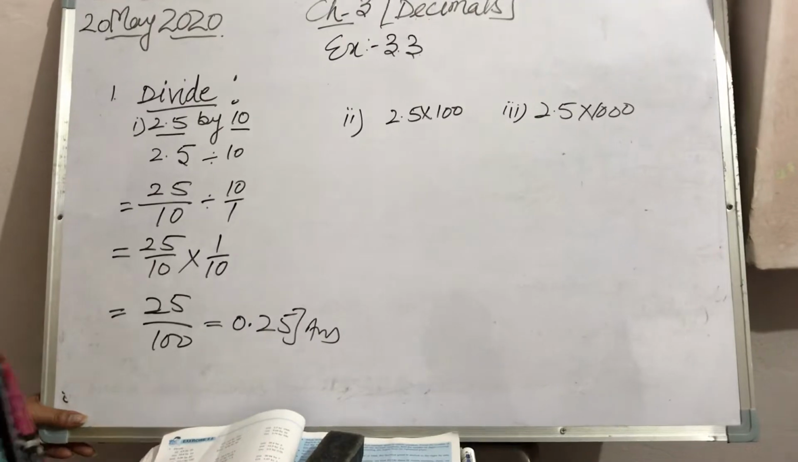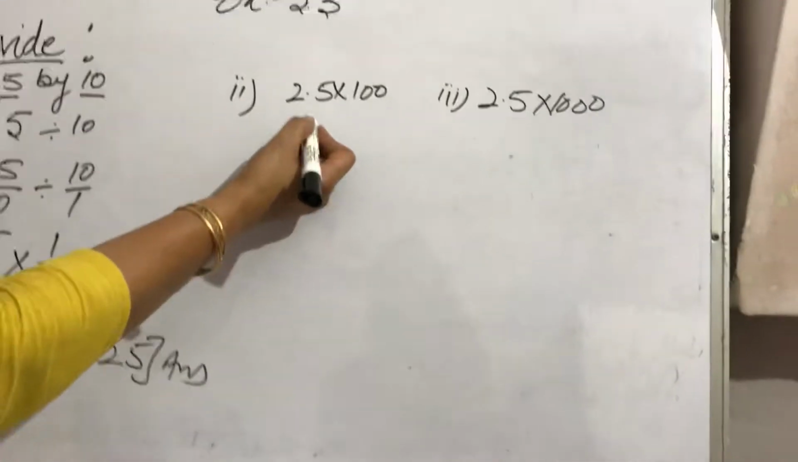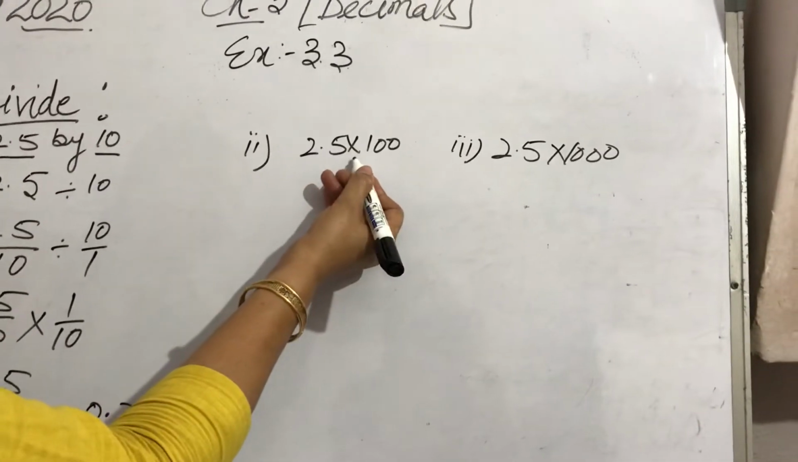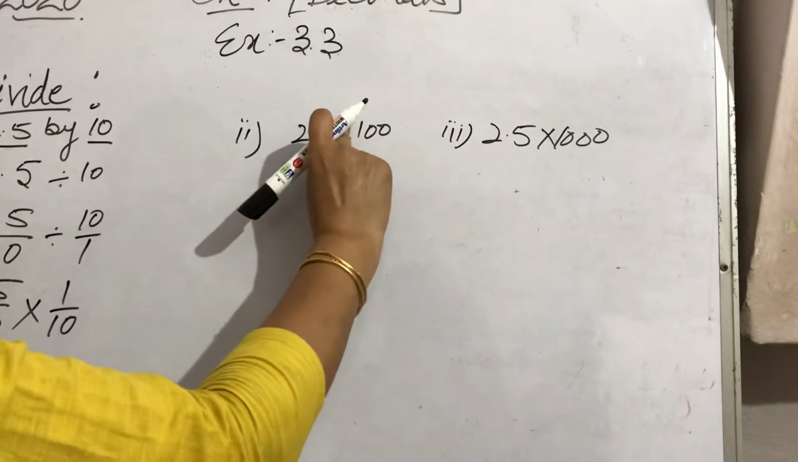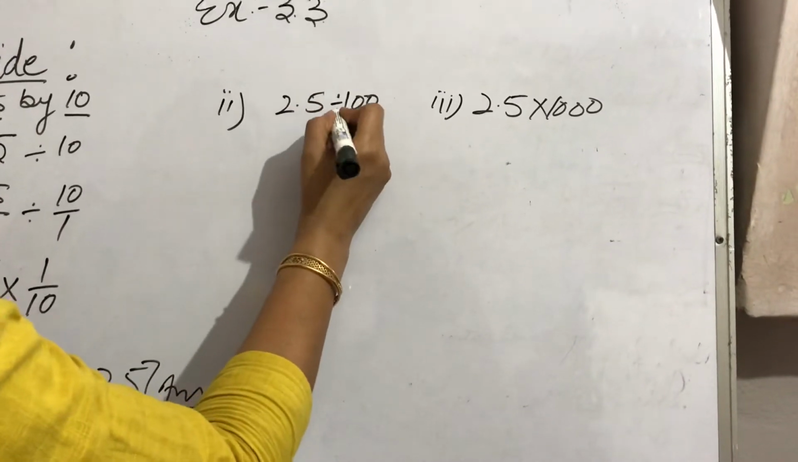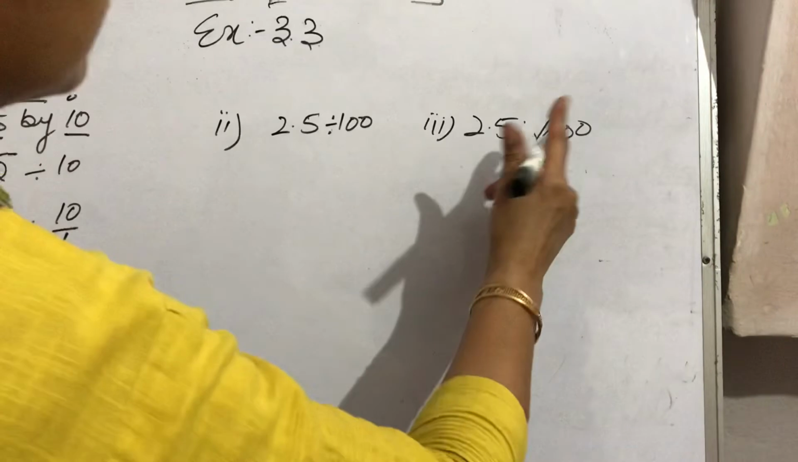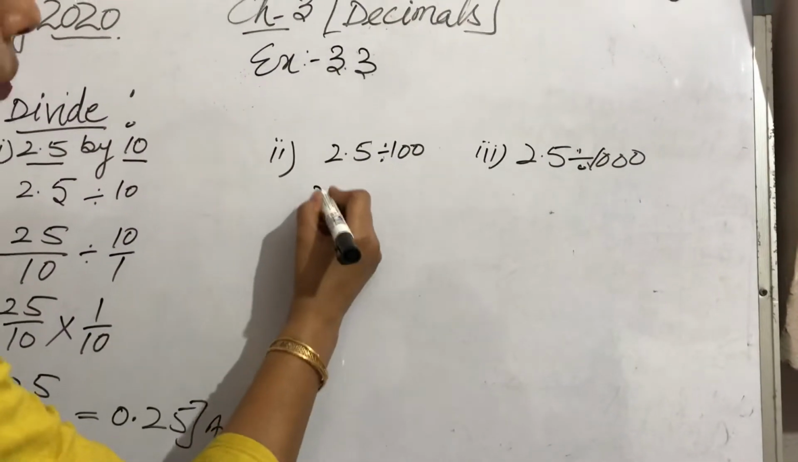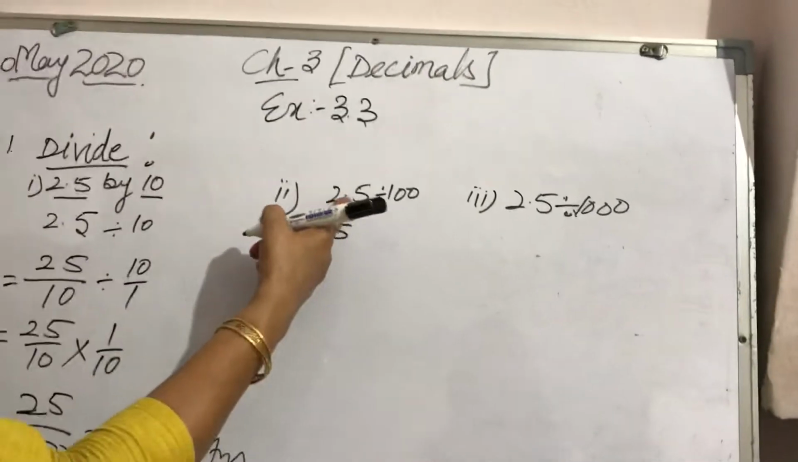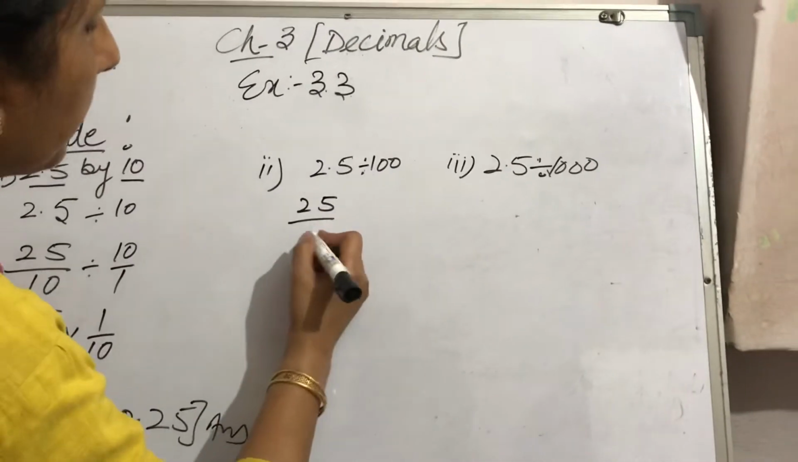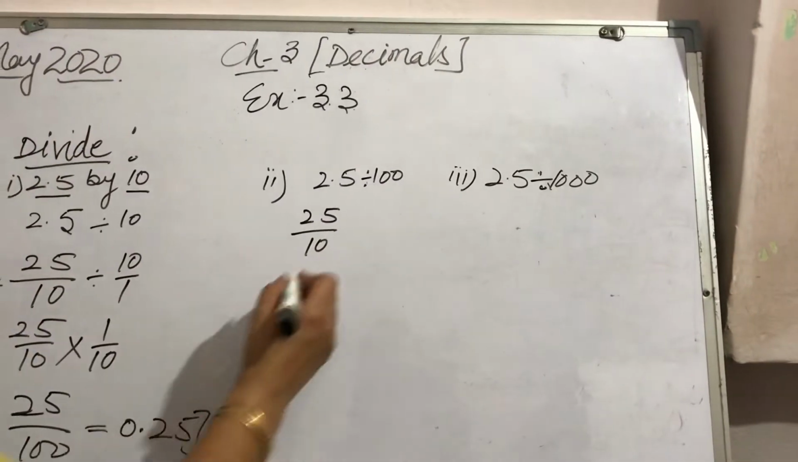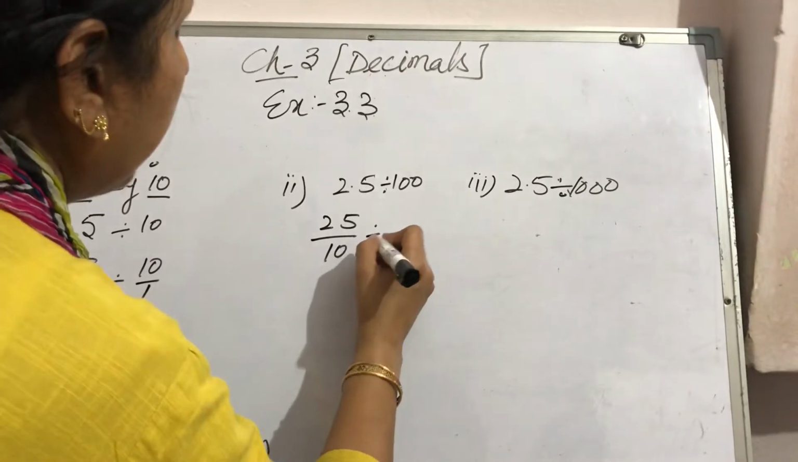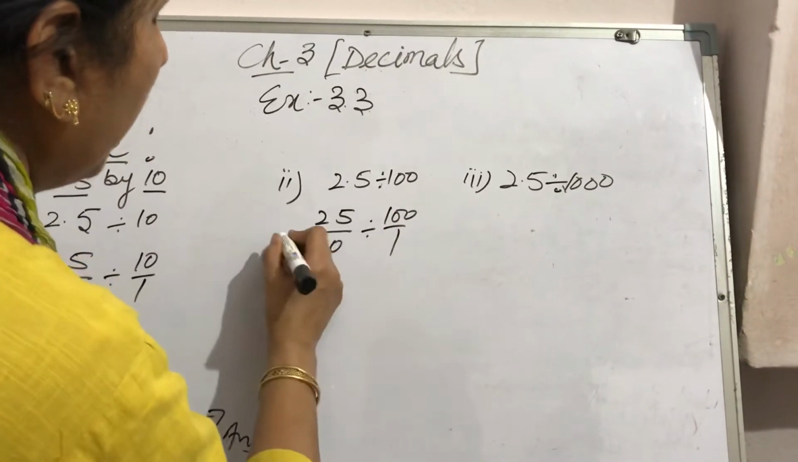So next part, the second part is 2.5 divided by 100. This is division. So 25, first of all we'll remove this decimal, upon 10, divided by 100 upon 1.